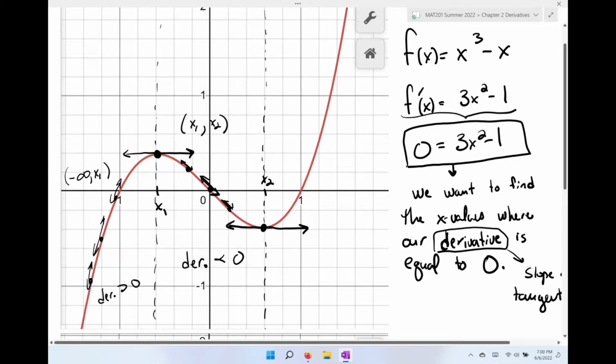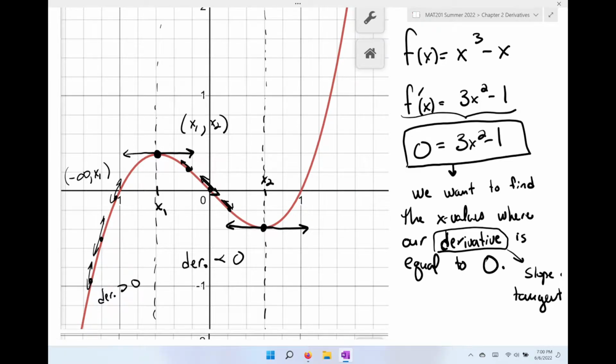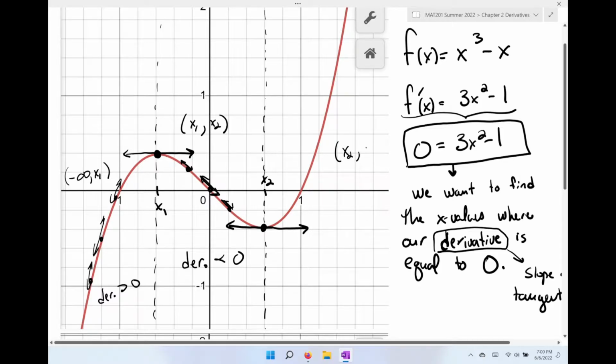You know what? I turned off comments, so you can't yell at me in the comments. In the last interval from x2 all the way up to positive infinity, notice that all the slopes of my tangent lines are positive again. So my derivative is greater than 0 again.